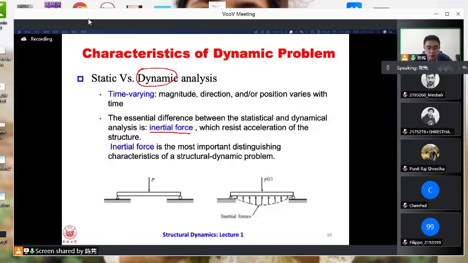So that's the key point of difference between static analysis and dynamic analysis. If the inertial force is very limited, very small, you can ignore it and treat the dynamic load as a static load. Taking this as another example, if the load P moves very, very slowly vertically on this beam or this bridge, it is a dynamic load, but it causes very little acceleration, very little inertial force. We can treat it as a static one.